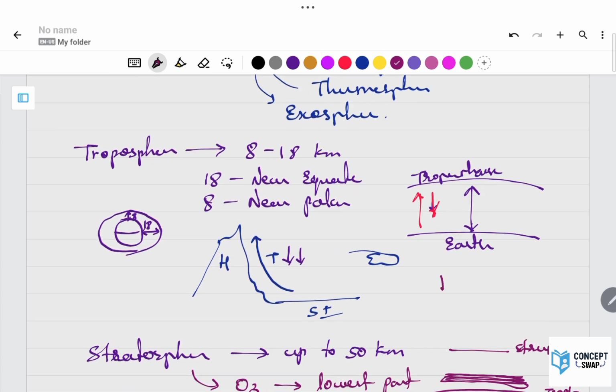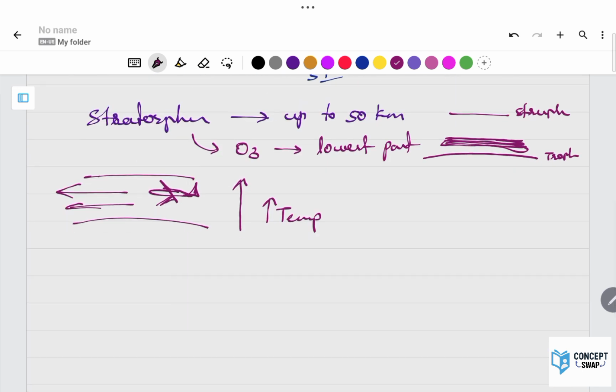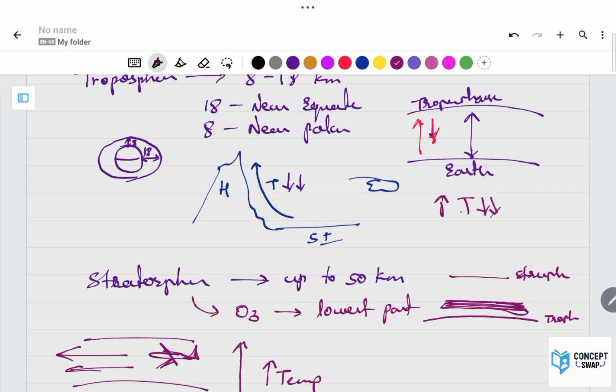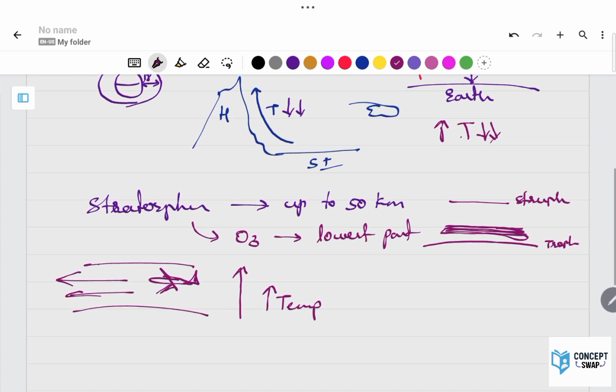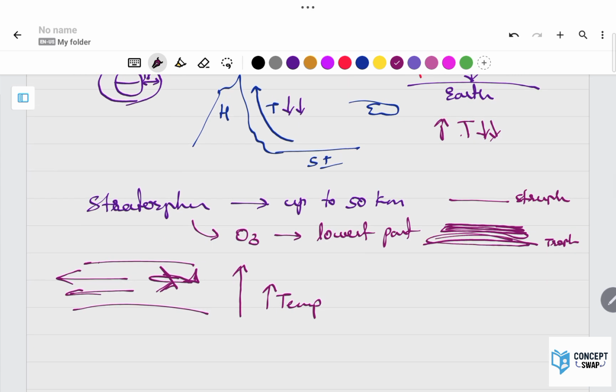In the troposphere, as height increases, temperature decreases. In the stratosphere, temperature increases. Cirrus clouds are present at the highest level of the troposphere. The cirrus clouds are the highest clouds, present above the troposphere's lower levels and below the stratosphere.